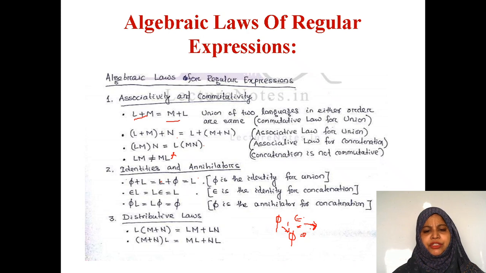Next one is the distributive law. Here this is the associativity, L plus M plus N is there. Here concatenation and union both we can perform. L concatenated with M plus N is equivalent to LM plus LN. M plus N concatenated with L is equivalent to ML plus NL. Here one condition is there: in this case L, M, N, these 3 should be regular languages, these 3 should be regular expressions, right.